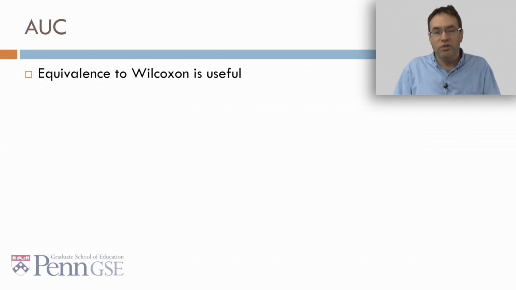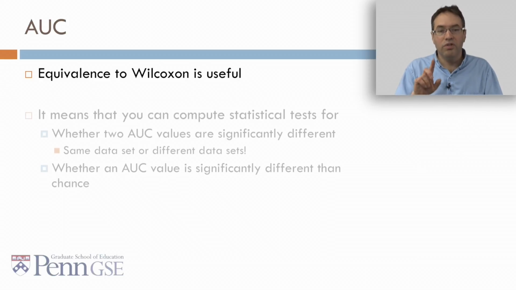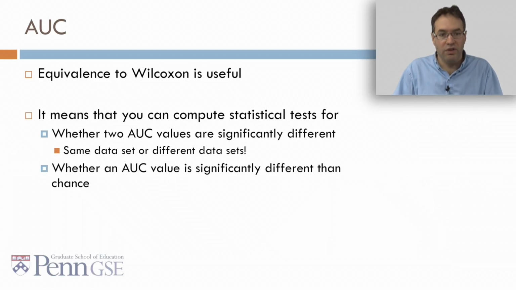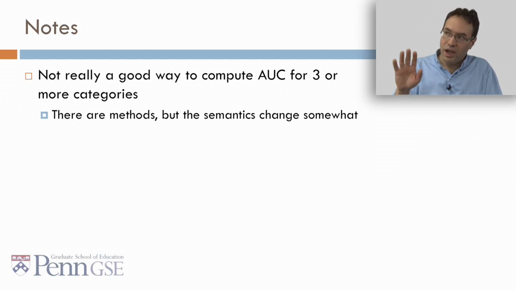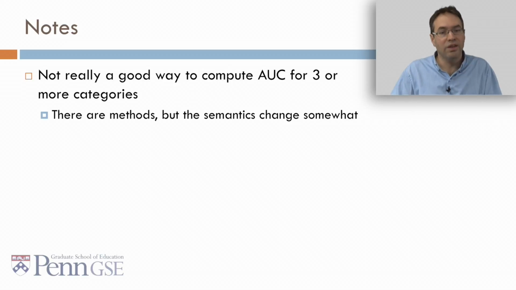The equivalence to Wilcoxon is useful for another reason, because it means that you can compute statistical tests, first of all, for whether two AUC values are significantly different from each other. That's true on the same data set or even on different data sets, and whether an AUC value is significantly different than chance. I should note, however, that there's not really a good way to compute AUC for 3 or more categories. There are methods. Hand and Till has a paper on this, but the semantics change a little bit.